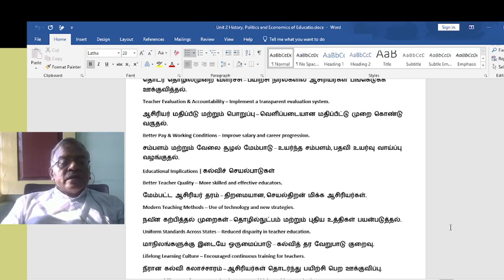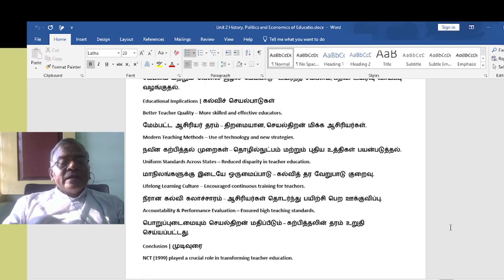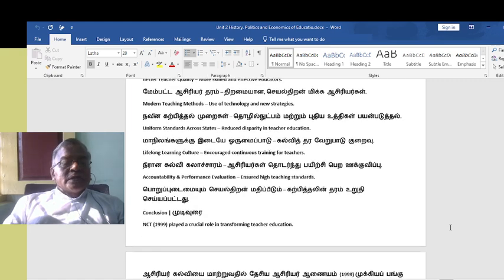Uniform standards across states. Uniform standards reduced disparity in teacher education, reducing differences in educational quality between states. Then, lifelong learning culture encouraged continuous training for teachers. Then accountability and performance evaluation ensured high teaching standards.